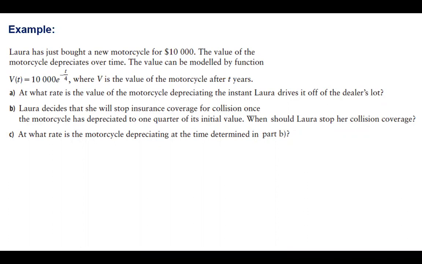So there are 3 questions. A, at what rate is the value of the motorcycle depreciating the instant Laura drives it off the dealer's lot? B, Laura decides that she will stop insurance coverage for collision once the motorcycle has depreciated to 1/4 of its initial value. When should Laura stop her collision coverage? In other words, the price of the motorcycle is just 1/4 of its initial value, right? Question C, at what rate is the motorcycle depreciating at the time determined in part B? Again, I'll give you 5 minutes to think about this question, okay?